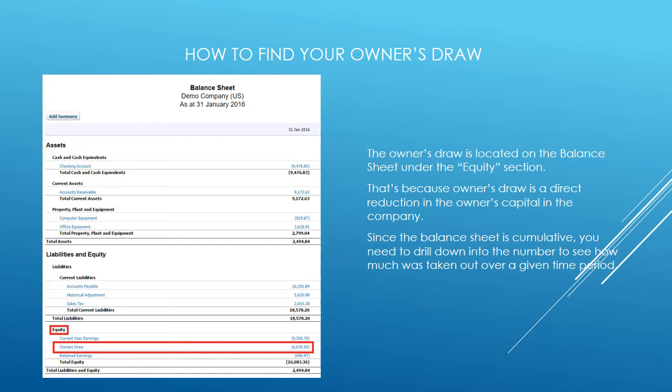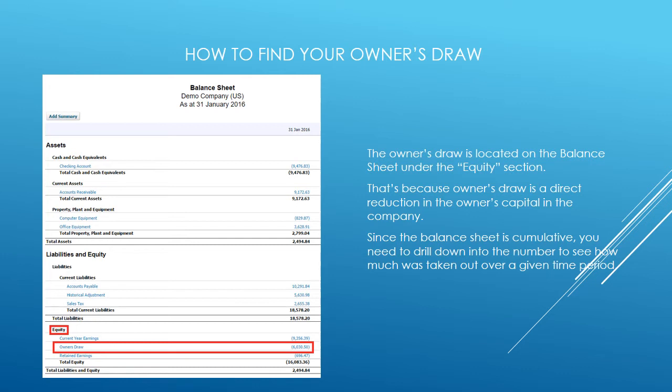The reason why owner's draw is located in the Equity section is because the business owner is taking cash out of the business, and that is a direct reduction in the owner's capital in the company. So it is affecting the equity. Another important thing to realize is that when you're looking at a balance sheet, you're looking at something cumulative. Like we said in another edition of Accounting Clarity for Entrepreneurs, the balance sheet is a snapshot of everything that's going on in the company.